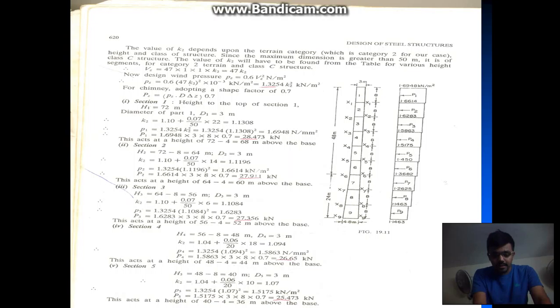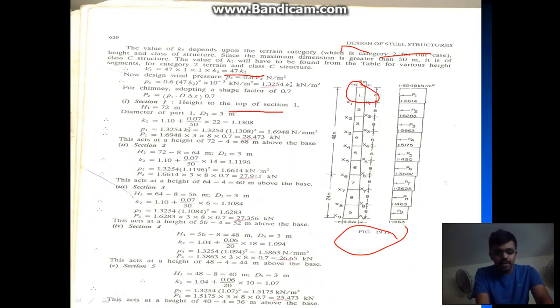So this is our diagram which we need to consider for the design. For 72 meters we have calculated K1, K2, with terrain category as 2, and here we are getting 47 for Vb. Now we have to divide the structure into particular sections so that we can design each individual section. First I'll explain the first section, and then similarly you have to design the second section as well. First, section 1 is here.